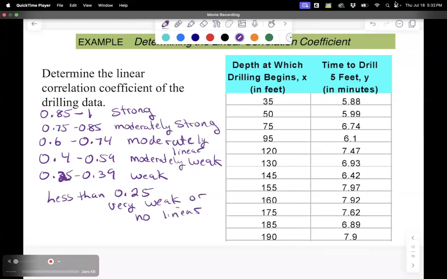And this goes for negatives also. So these are not hard and fast rules. This isn't like, hey, I'm at 0.59, I'm calling it moderately weak. I'm going to give you some leeway, but if you call 0.4 strong, I will mark you down for it. Or if you call 0.85 weak, I'm probably going to mark you down for it. So there's a little leeway here, but this just gives you a rule of thumb. And if you stick with this, nobody's going to be mad at you.